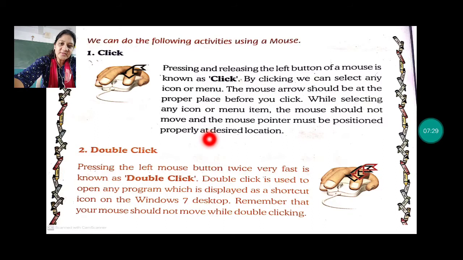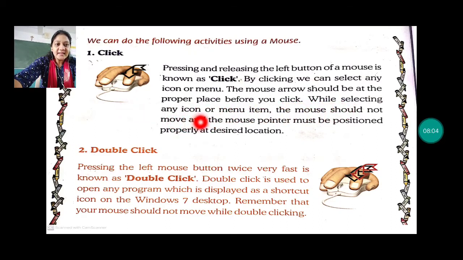So whenever we have to select something on the screen, any function we want to operate, we need to select it, right? With what do we select? We use the click. And how do we click? We click by using mouse, okay? The mouse arrow should be at the proper place before you click. Now जो भी option आपको select करना है, ठीक है, उसके ऊपर आपको properly अपना mouse का arrow place करना है, then only it will select.